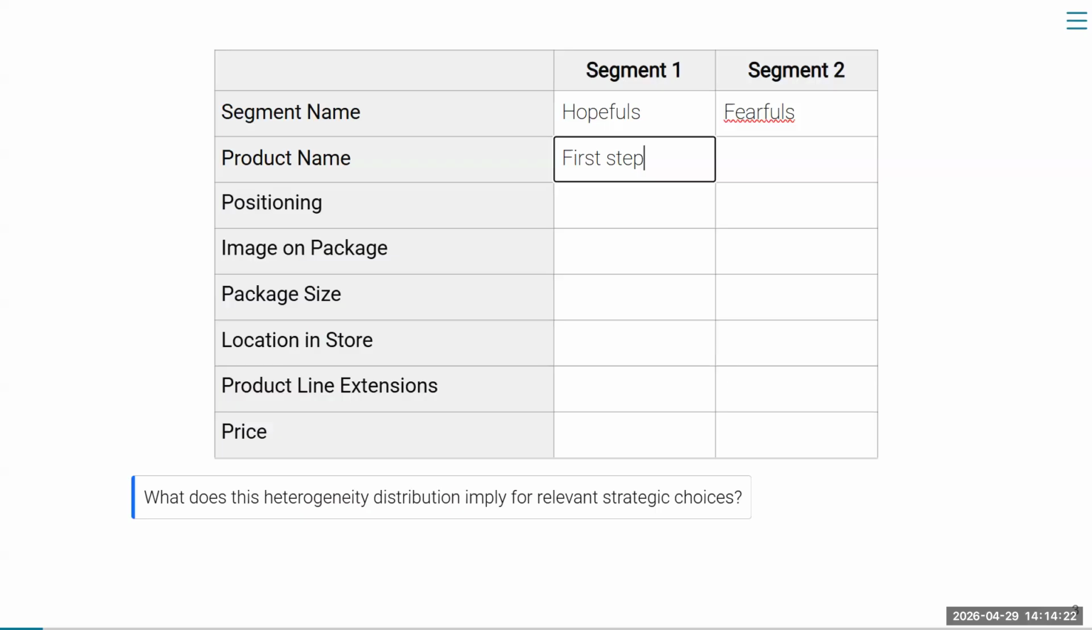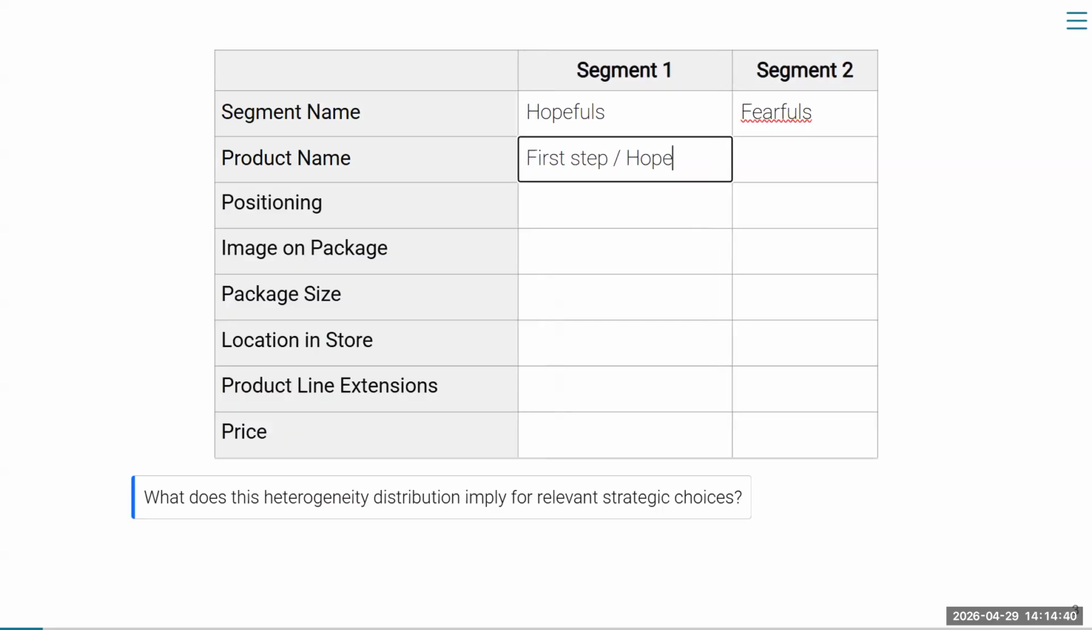Can anybody do better than first step? Oh, promising the result. Remember, this is not an easy process for every couple. A lot of people have a lot of trouble. So if we're going for the hopeful, you could just call it hope. Hope. Yeah, nice. All right, now, what are we going to call our product targeting fearfuls?